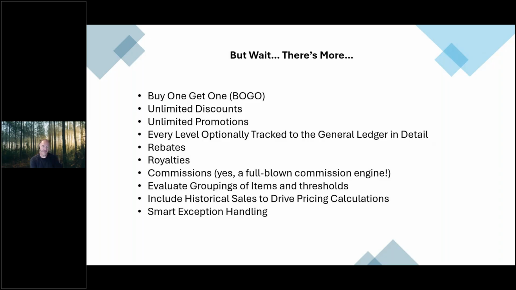seen. A very compelling side effect of how we have made Rockton Pricing Management is that you get a full-blown commission system as well. We allow you to evaluate groupings of items and thresholds. So if you're selling multiple line items on an order, and 3 out of 5 of those items are of a certain item class, and you want to know as soon as you sell more than 10 of that item class of things, then we provide a discount. Well, we can do that as well. We can look at your historical sales to drive your pricing calculations, as well as other line items that are on a given order in order to determine discounts, promotions, or other things like that.